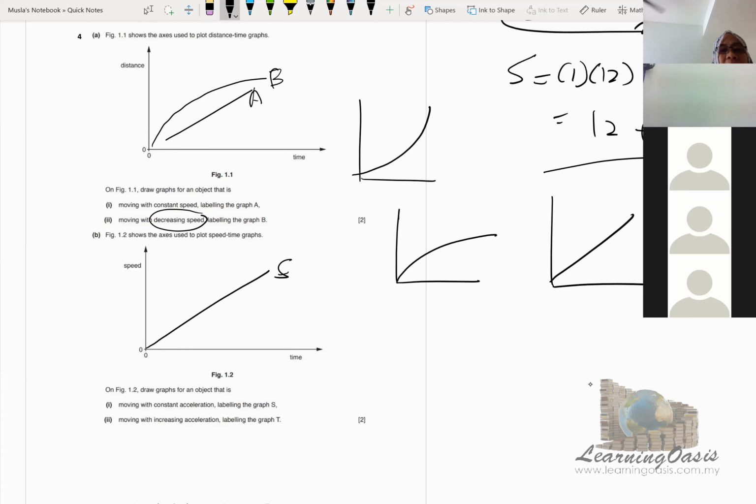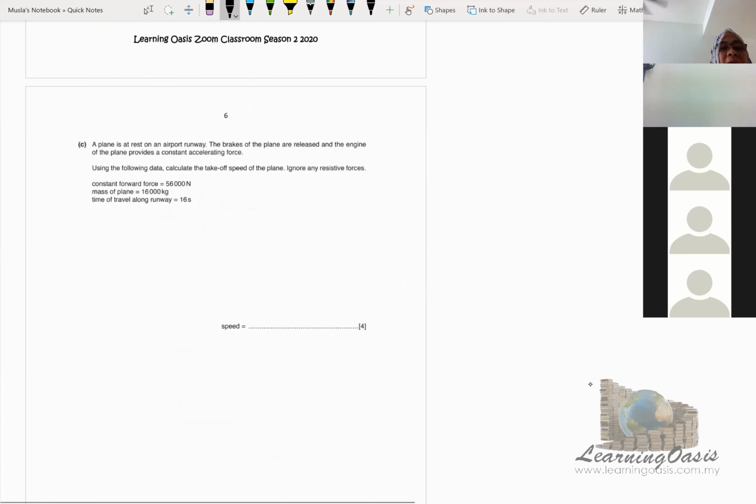A, B, C. How does it look like? It looks like A. Right. So this is D. Understand? Okay, a plane is at rest at an airport runway.